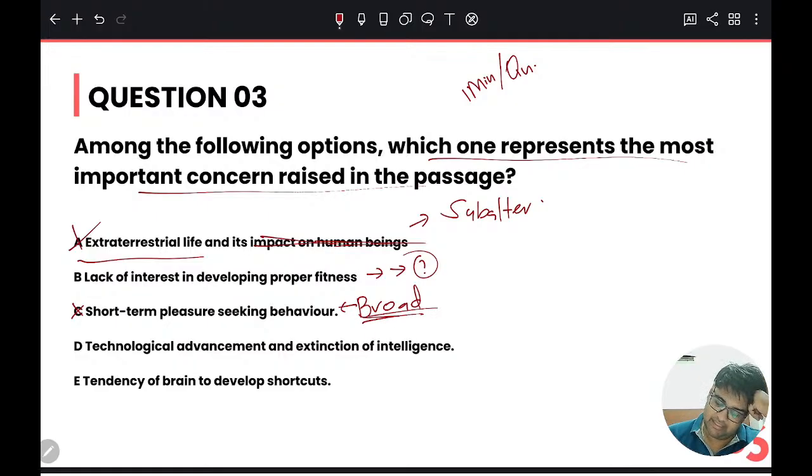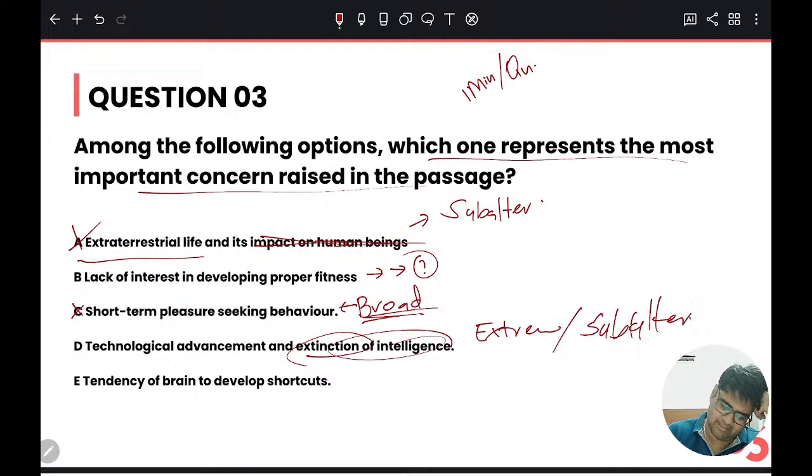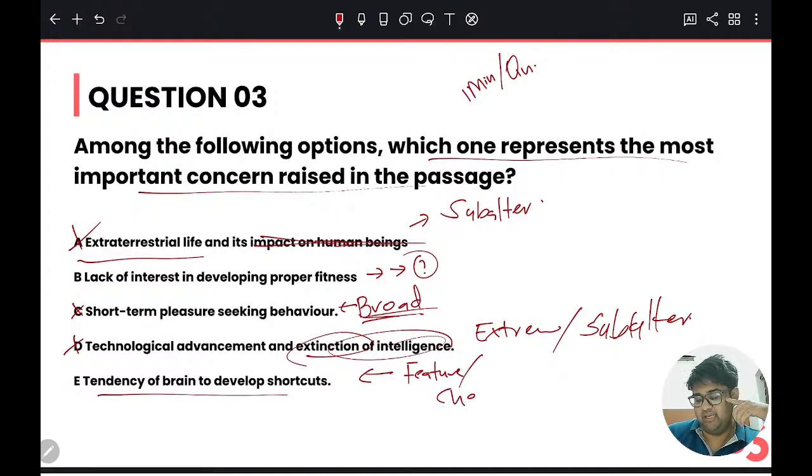Technological advancement and extension of intelligence. Oh, extreme. Extension of intelligence. It's extreme and also it's a subaltern, whereas there was no saying that intelligence has been exalted. It is also not there. Tendency of the brain to develop shortcuts. That is not a concern. That is actually a feature or a characteristic. So that is not a concern.